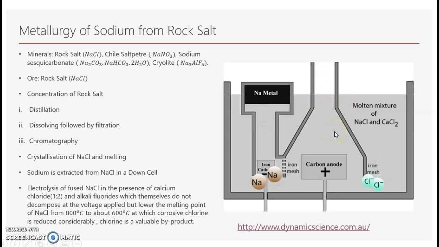What happens in the anode is that chloride ions, Cl minus, oxidize, that is, they lose electrons and get converted into Cl atoms, which then combine to form Cl2 gas. This is the typical representation of the Downs cell and the reactions taking place, and both the cathode and anode are separated by an iron mesh.